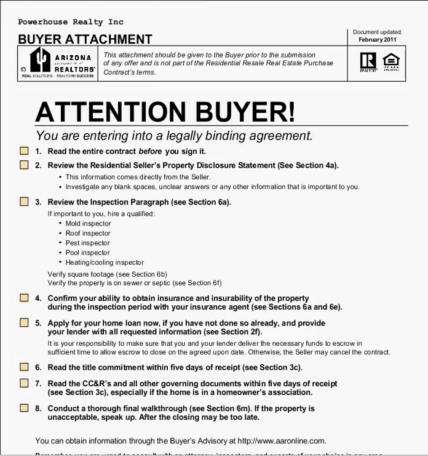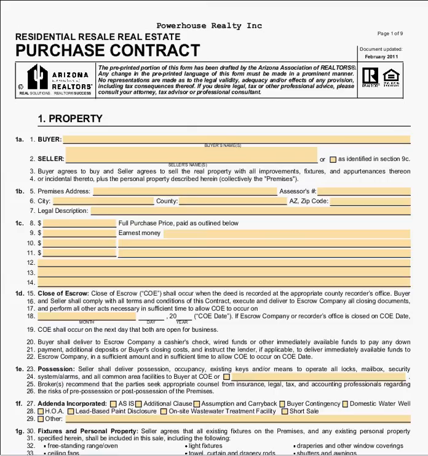The buyer attachment also helps the buyer navigate the real estate transaction. It gives them some very important information, such as reading the contract before they sign it. It also talks about the importance of inspections and verifying that they can obtain insurance on the property. This document does not need to be signed or initialed. However, there is no harm in having your clients do that, and many agents like to.